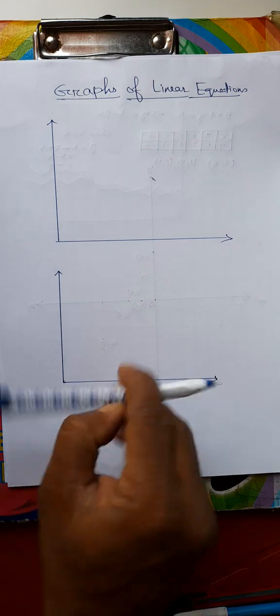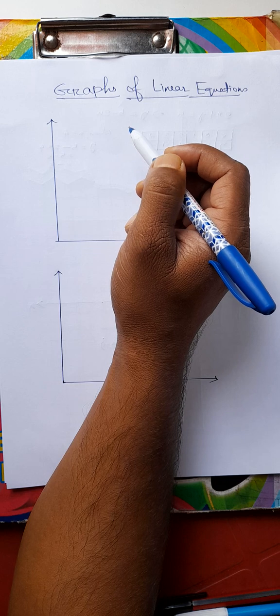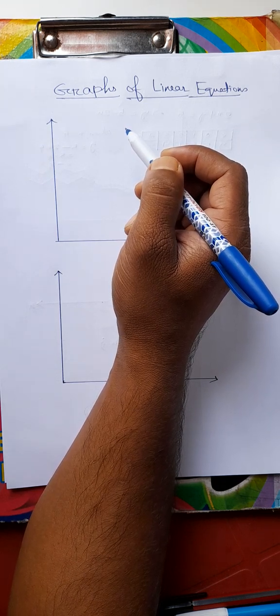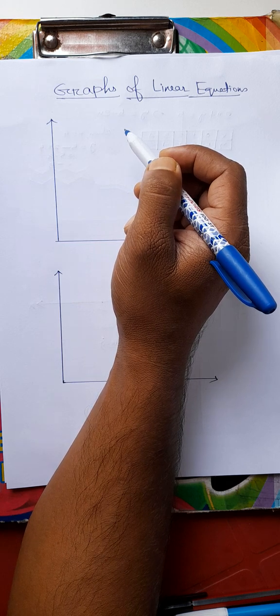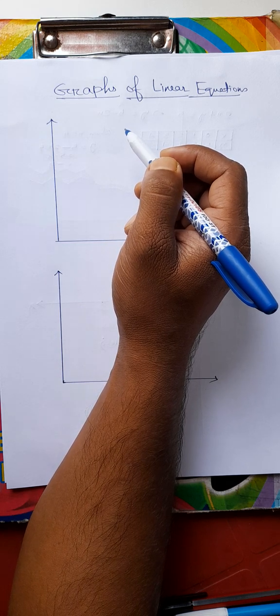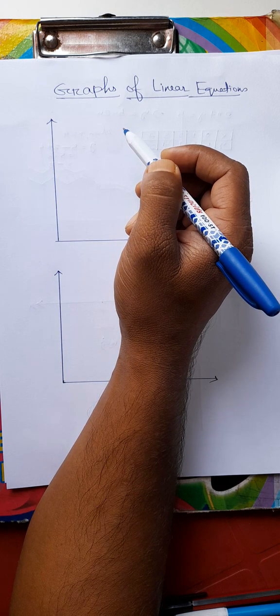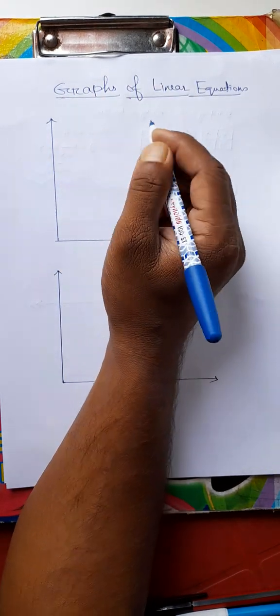Okay, welcome to viewers. Today we will discuss graphs of linear equations. Now, what is actually a graph? It's a drawing or picture that reflects the pattern or change of one variable with respect to another variable. Sometimes it may show the relationship between two or more variables.